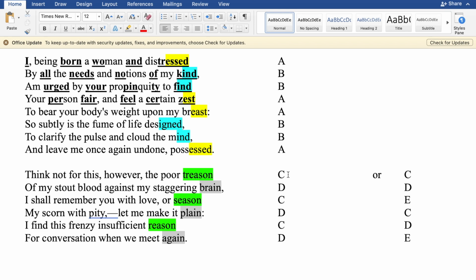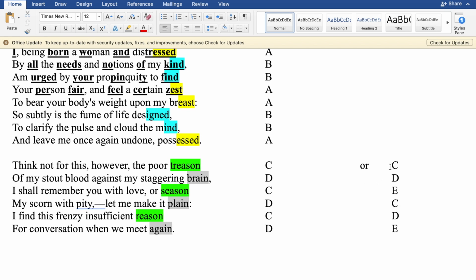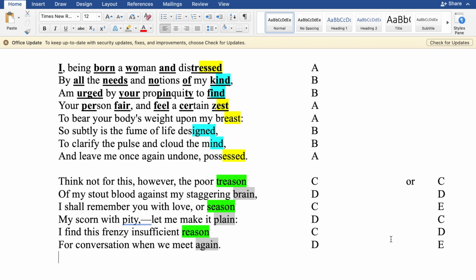Now, on the far right-hand side here, I've given you an alternative, because CDE is another popular or alternate rhyme scheme for the sestet in the poem. So that essentially is the Petrarchan sonnet and how it's built, how it's constructed with the meter and rhyme scheme.